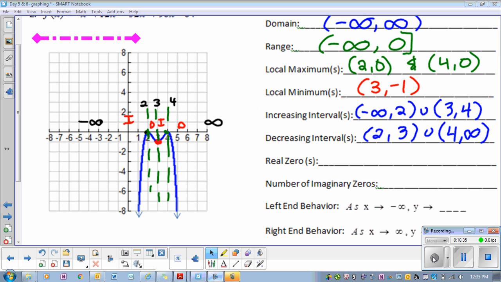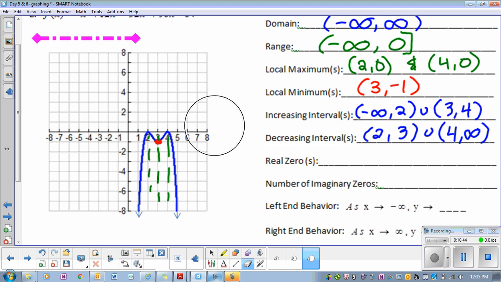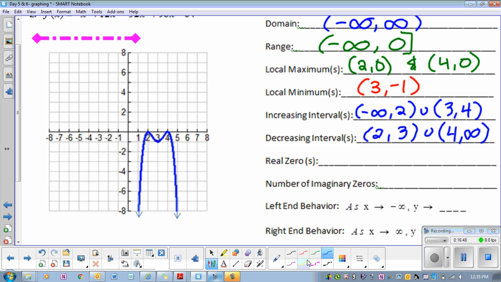Okay, so real zeros. All right. So you know what? I know you guys have it written down. I'm going to erase all of this, just so I can show you where the zeros are. Where are my zeros? Yeah, right there, where the graph bounces off of the x-axis. It doesn't go through.